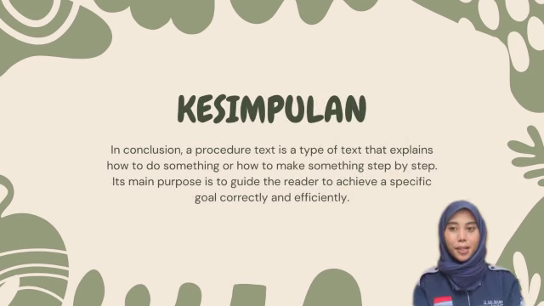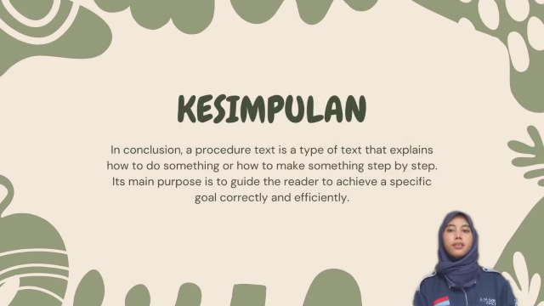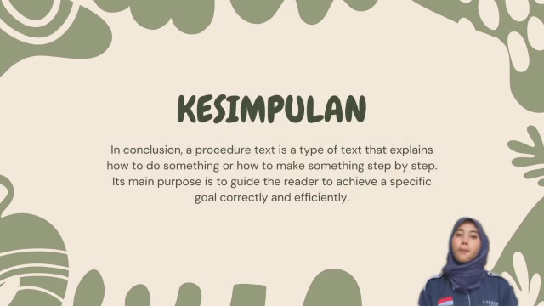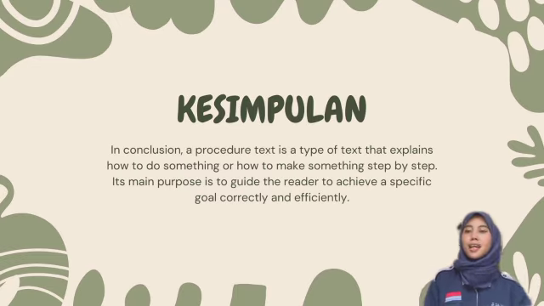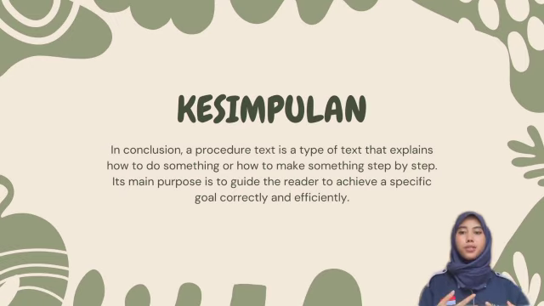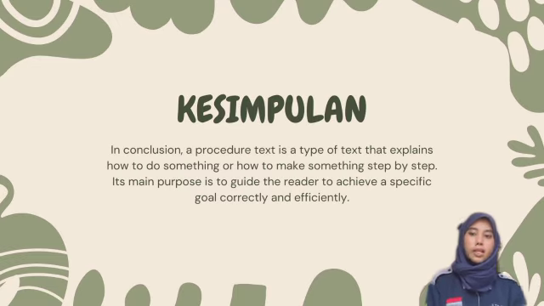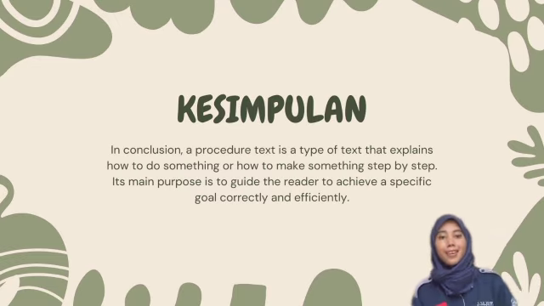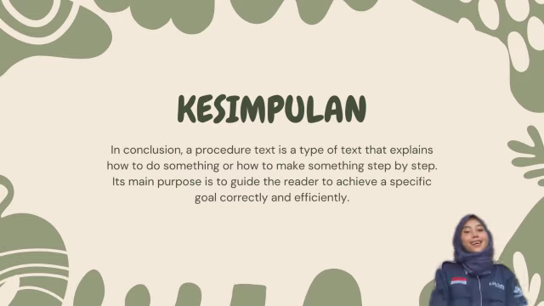Okay, ladies and gentlemen, finally we have arrived at the conclusion of our material. So what is our conclusion today? Procedure text is a type of text that explains how to do something or how to make something step by step. The main purpose is to guide the reader to achieve a specific goal correctly and effectively.